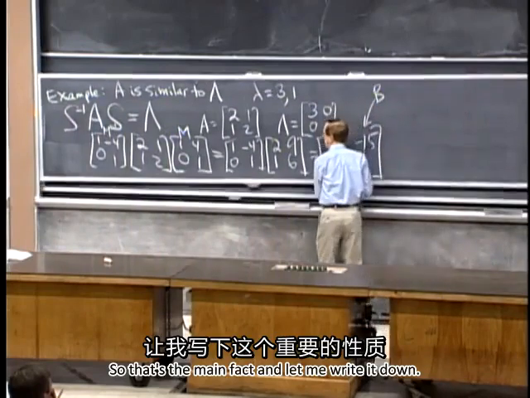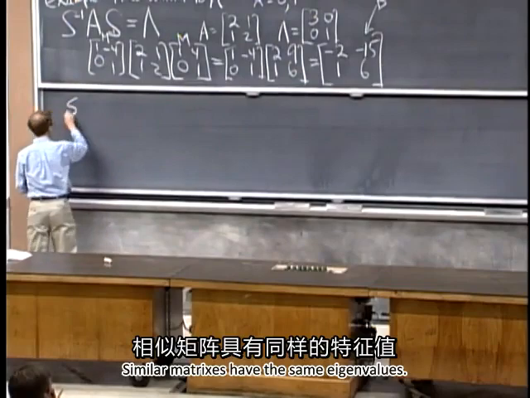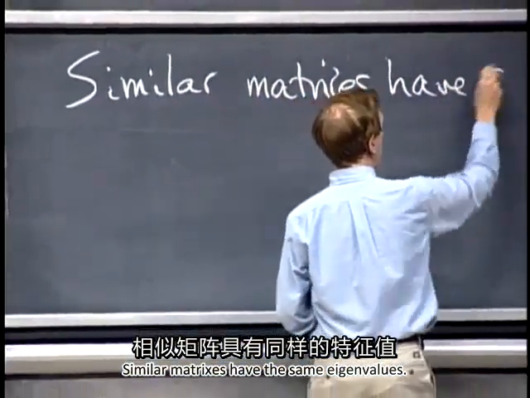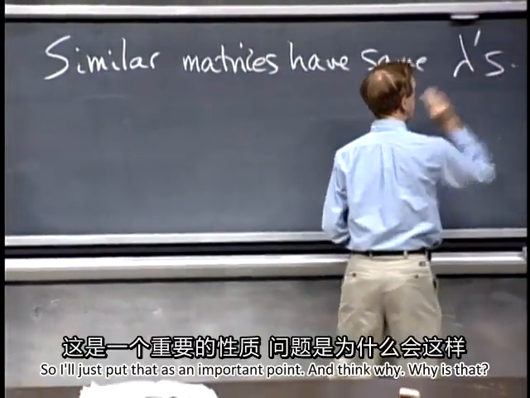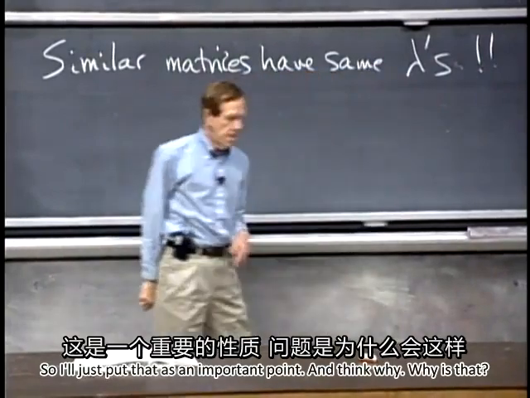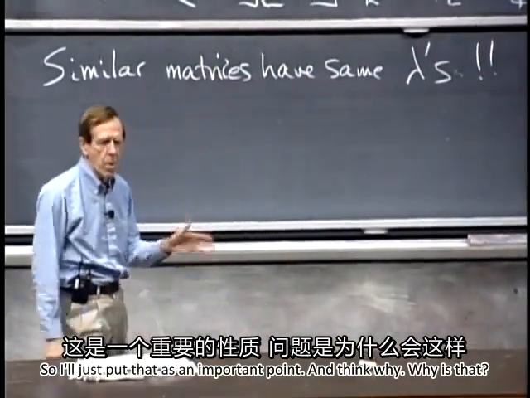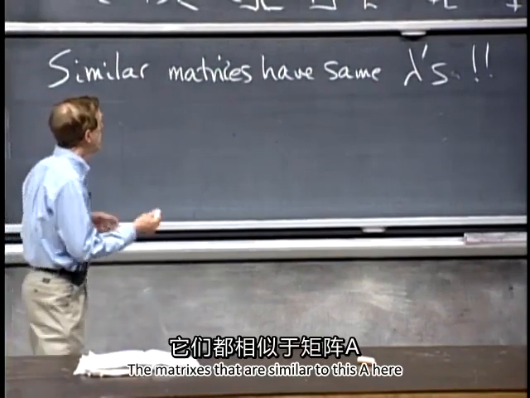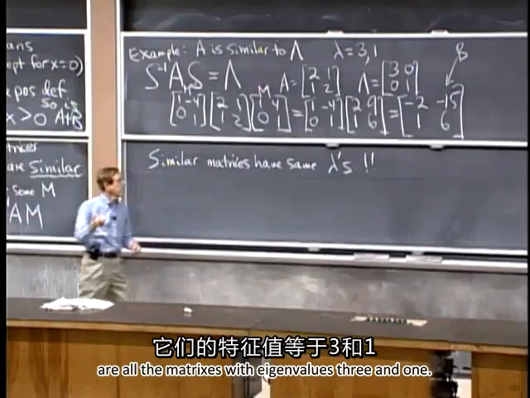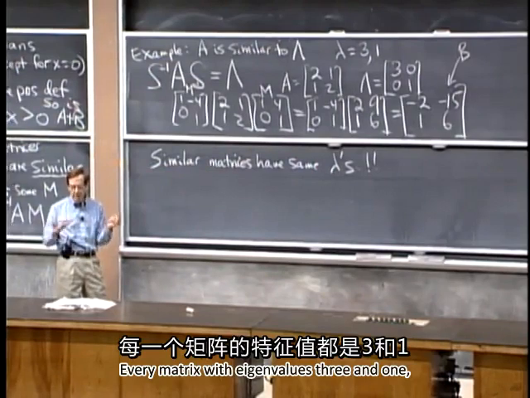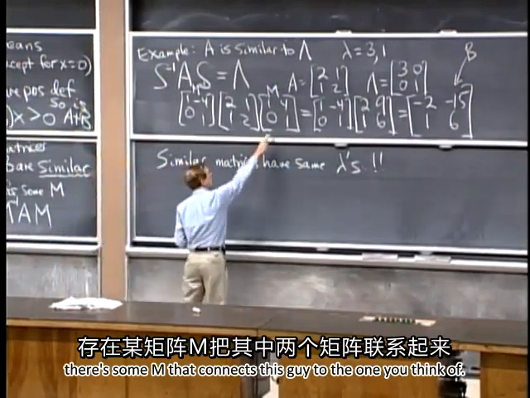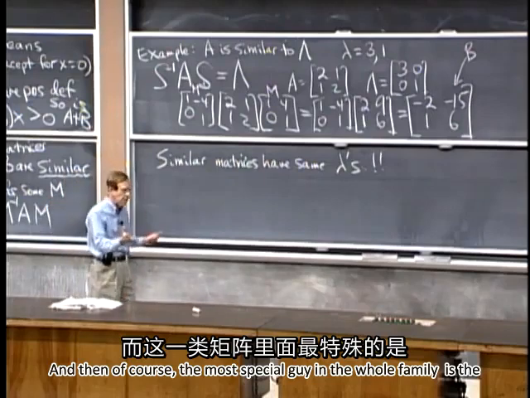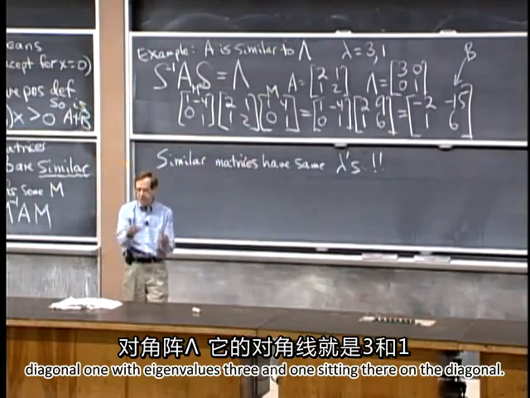So that's the main fact, and let me write it down. Similar matrices have the same eigenvalues. I'll just put that as an important point. And think why. So that's what that family of matrices is. The matrices that are similar to this A here are all the matrices with eigenvalues 3 and 1. For every matrix with eigenvalues 3 and 1, there's some M that connects this guy to the one you think of. And then, of course, the most special guy in the whole family is the diagonal one with eigenvalues 3 and 1 sitting there on the diagonal.